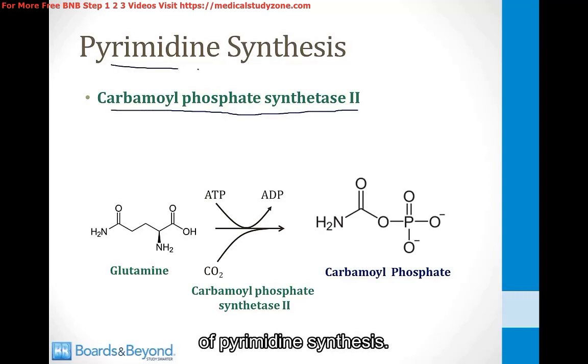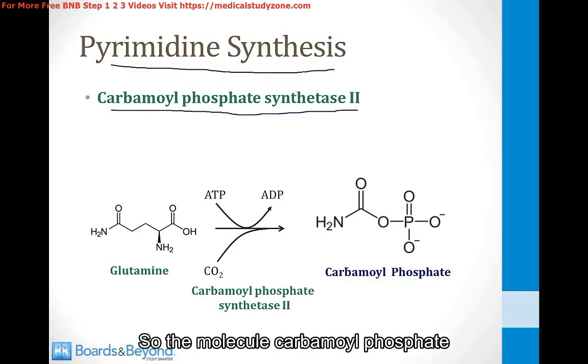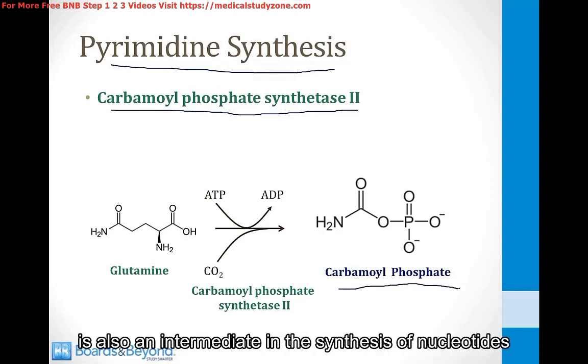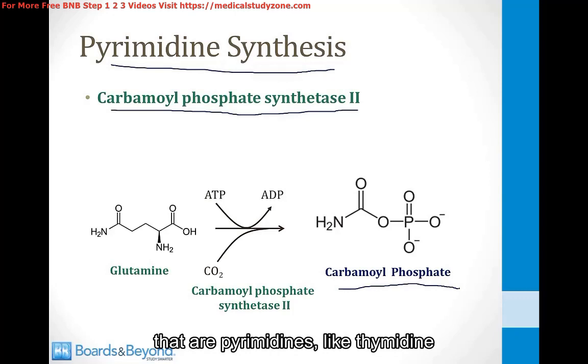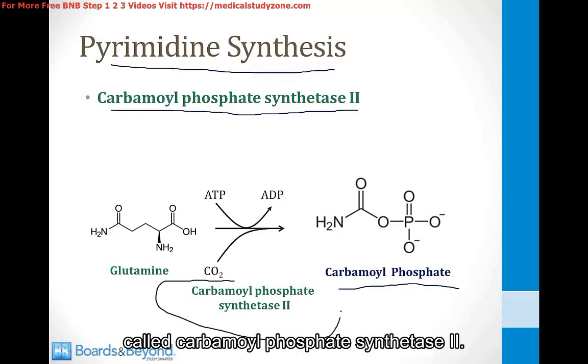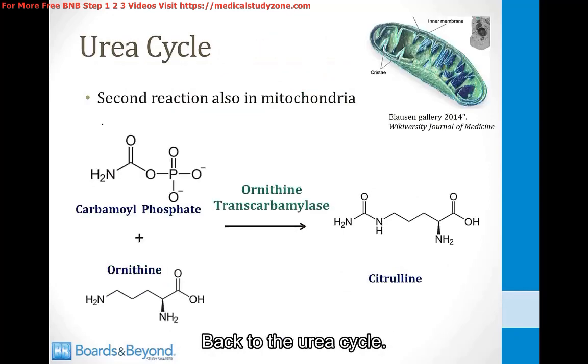Synthetase 2 is involved in the pathway of pyrimidine synthesis. So the molecule carbamoyl phosphate is also an intermediate in the synthesis of nucleotides that are pyrimidines, like thymidine and cytosine and uracil, and that pathway involves an enzyme called carbamoyl phosphate synthetase 2.